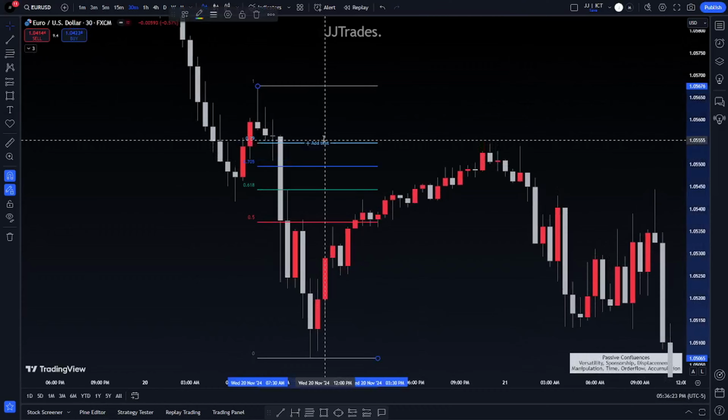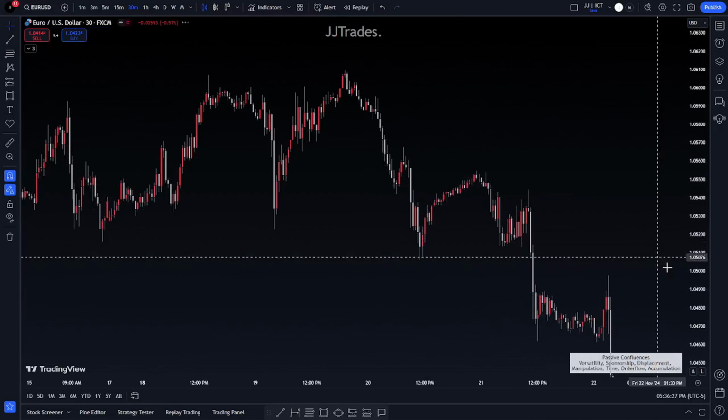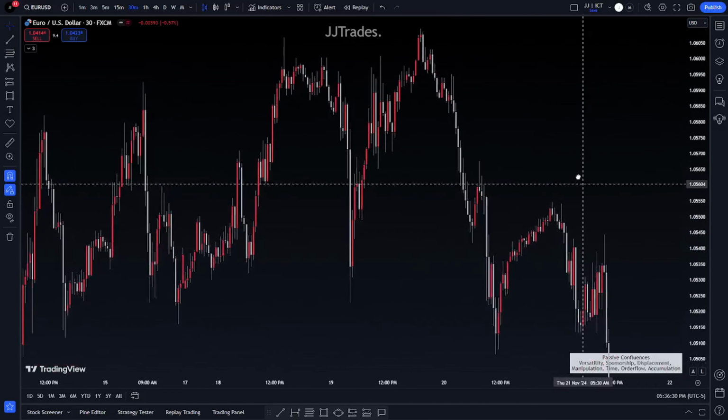Going back into optimal trade entry. Now, let's implement this into a bias or a trade setup, okay? So, let's go ahead and look around on these little charts here.